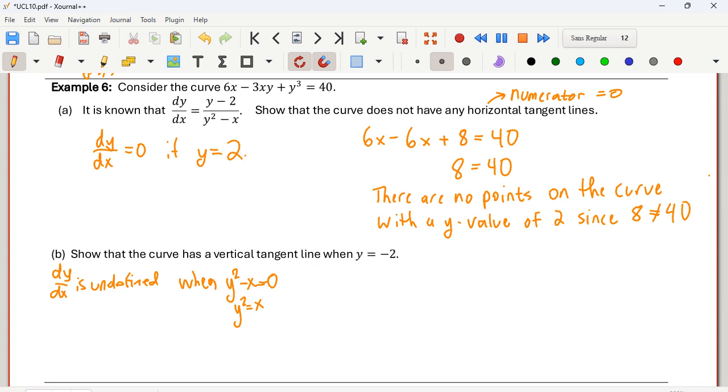Let's see. So we end up with 6y squared minus 3xy, 3y cubed. What am I doing? I'm plugging in y squared for x. So 6y squared. I'm thinking ahead. Okay. Yep. Minus 3y cubed plus y cubed equals 40.